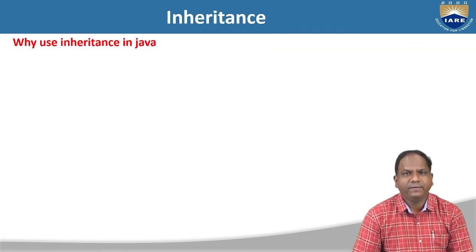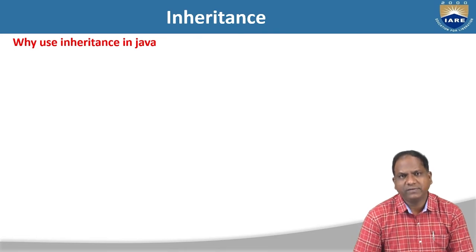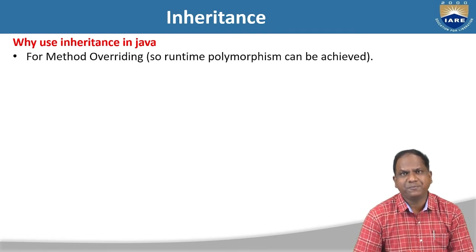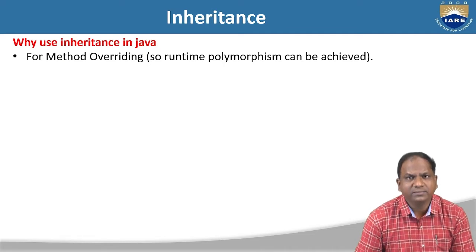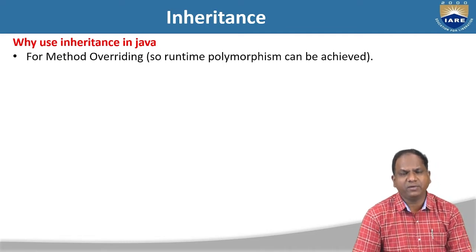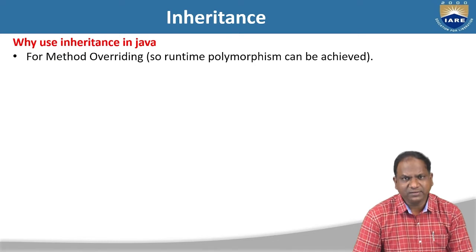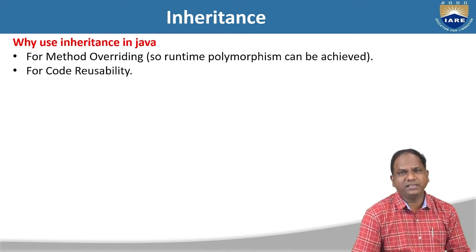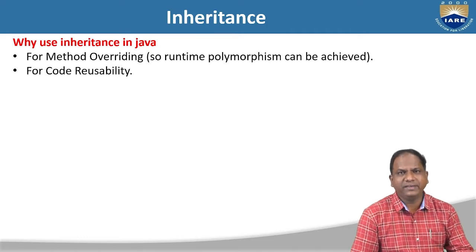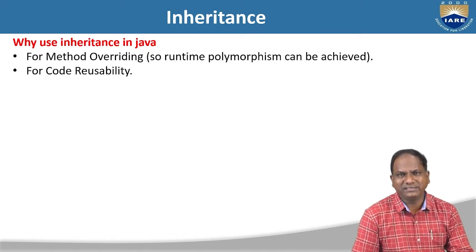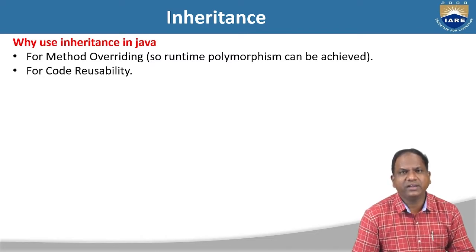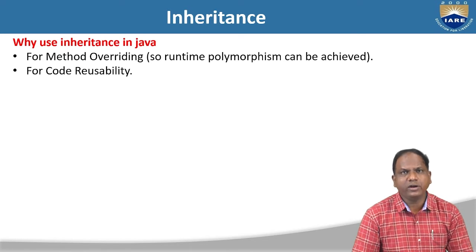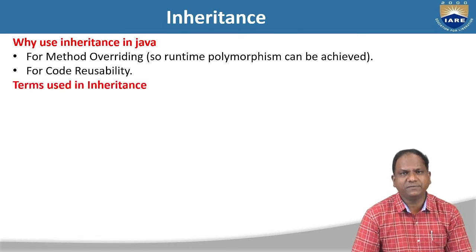Why do we need inheritance? Why do we use inheritance in Java? For method overriding, so you can achieve runtime polymorphism. The other reason is code reusability, so software engineers can reuse your code by deriving a new class from an existing class. With that existing class, you are creating new classes. So, code reusability. These are the two purposes for using inheritance in Java.